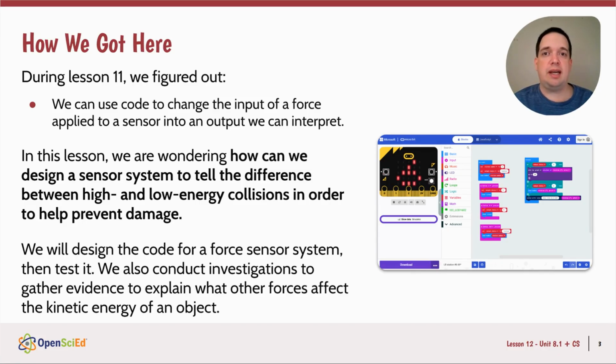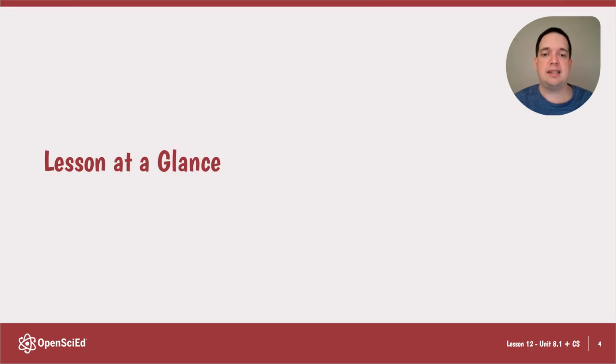So in this lesson, we're going to look at three specific different sensor systems and see if we can make code that would help us tell the difference between high energy and low energy collisions so that we can prevent damage from happening. So we're going to make a plan, design the code, test it out, and then eventually conduct an investigation about how we could lower the amount of kinetic energy in these collisions. All right, let's dig into the lesson.